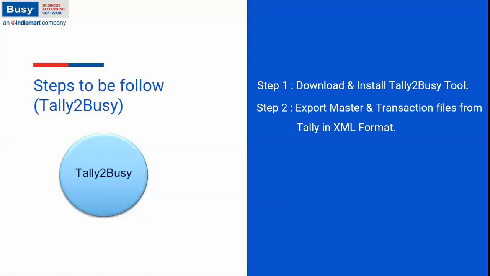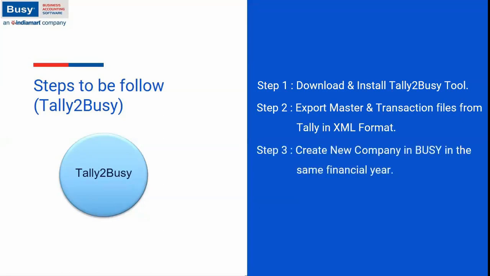Step number 2 is you have to export your data, like your masters and your transactions, from Tally software in XML format. After that, step 3, you have to create a new company in Busy software in the same financial year. Suppose you exported data from Tally and the financial year is 1st April 2023 to 31st March 2024. So you have to create the new company in Busy software with the same financial year from 1st April 2023. Then you can import your data from Tally software to Busy.